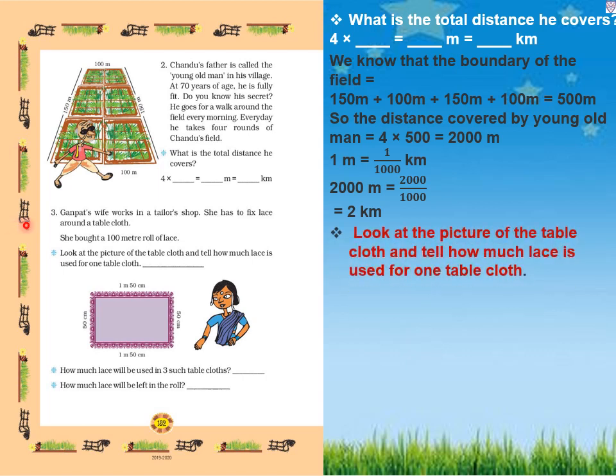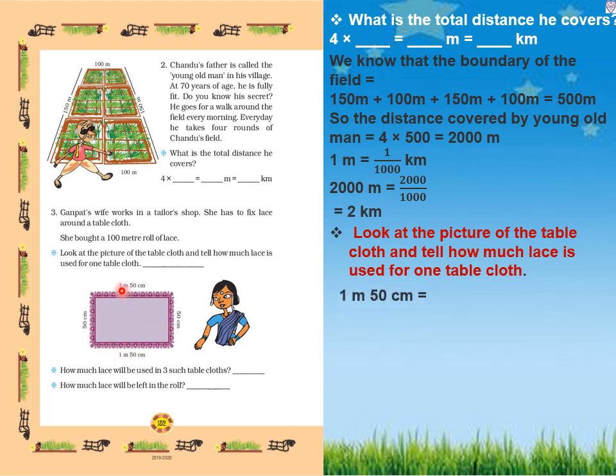Now, Ganpat's wife works in a tailor shop. She has to fix lace around a tablecloth. She bought a 100-meter roll of lace. Look at the picture of the tablecloth and tell how much lace is used for one tablecloth. Now, this is the tablecloth and we have to find out how much lace is used for one tablecloth.